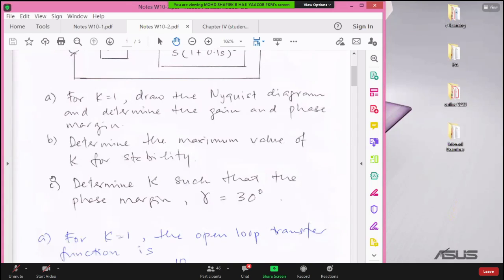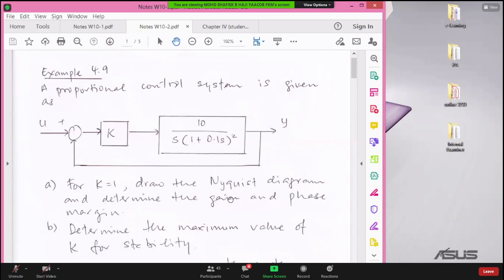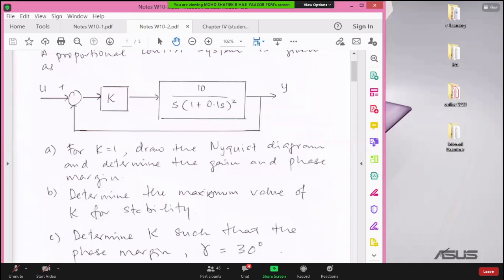And this part C is even nastier still. Determine the value of k such that the phase margin is 30 degrees. 30 degrees is already in the range of guideline that is going to have a satisfactory performance. So A, B, C. This is the type of question that you're going to face in your second test. If you can do this, then you should be fine. You just go over this example, and then voila, you'll be ready for your second test.